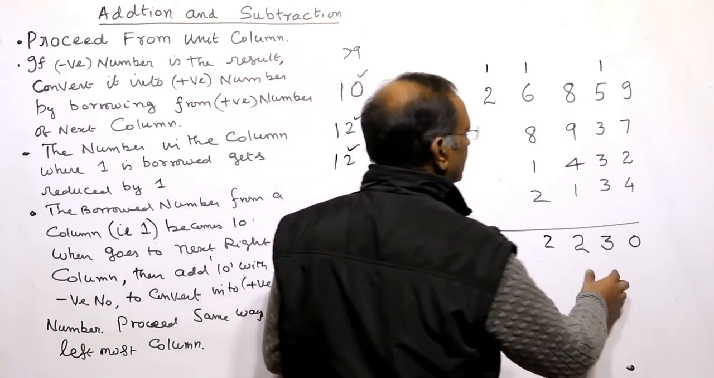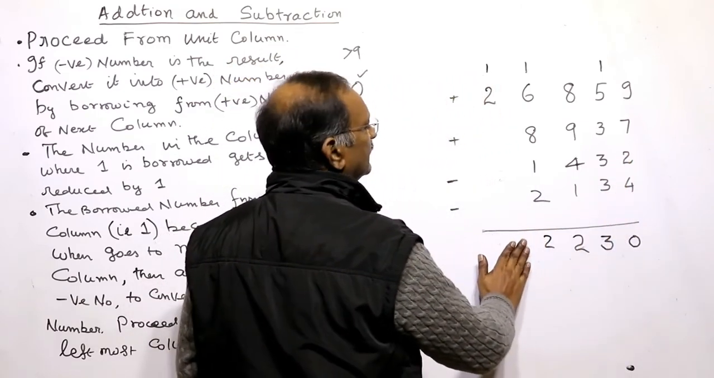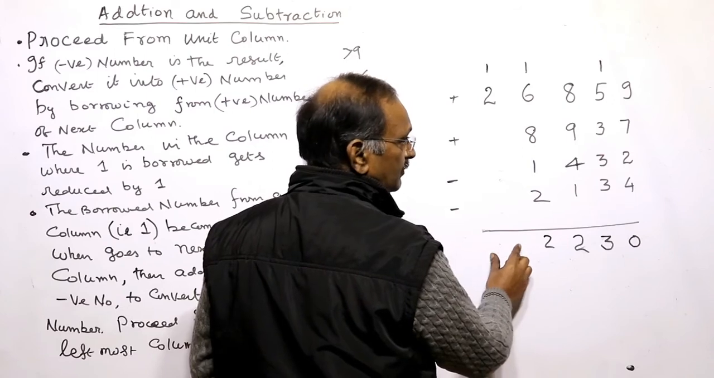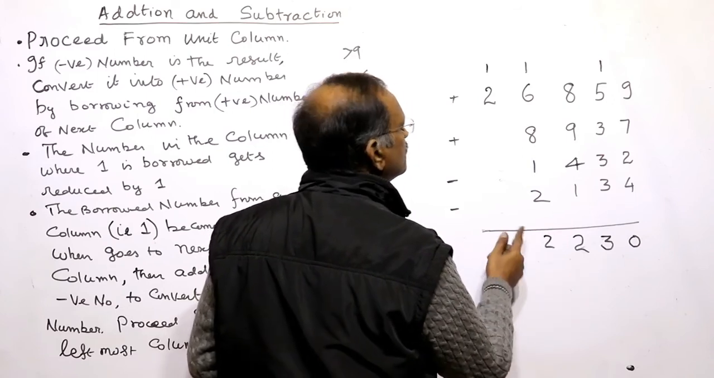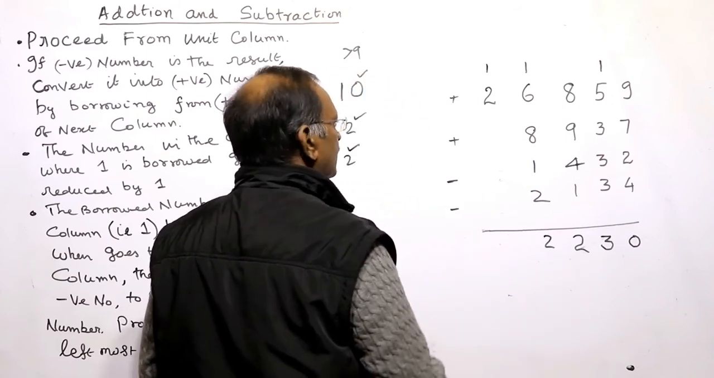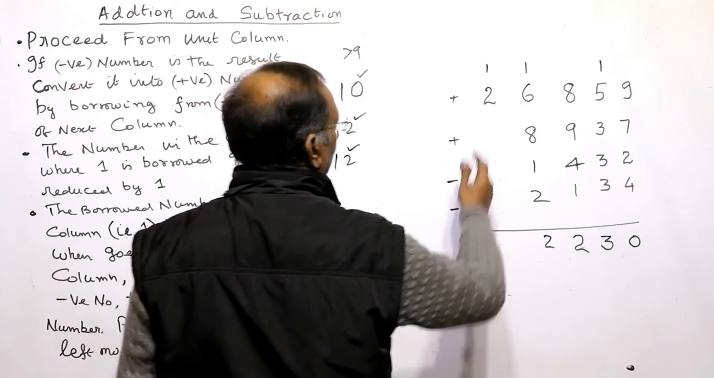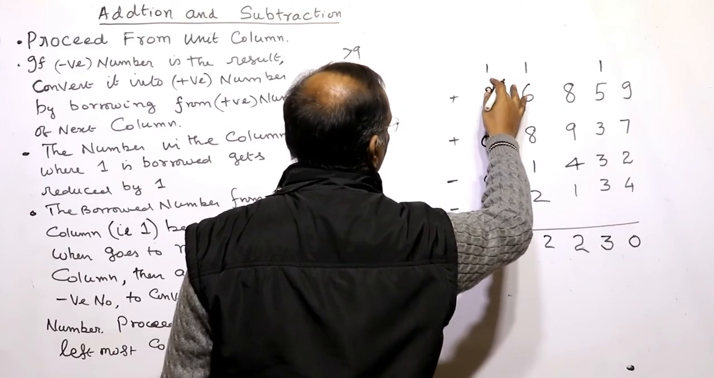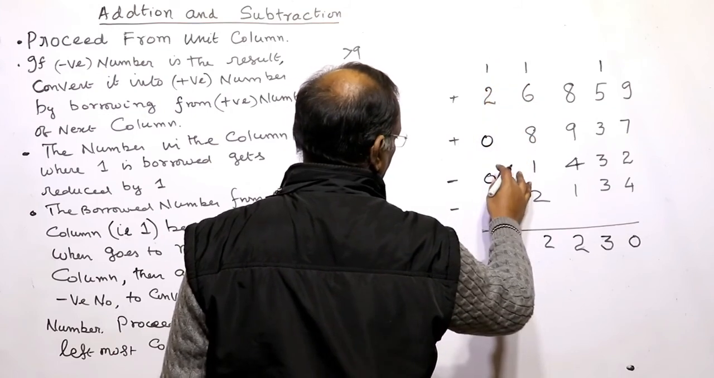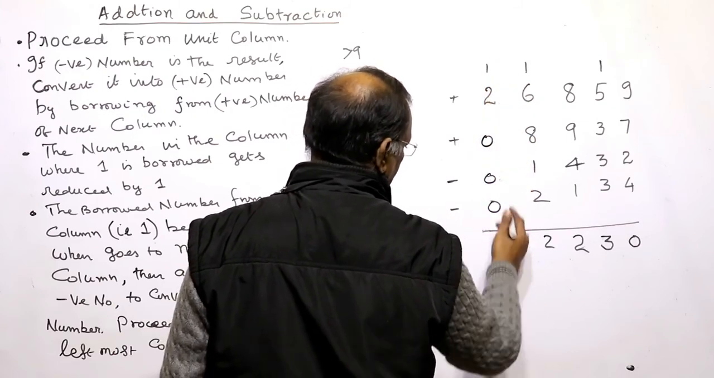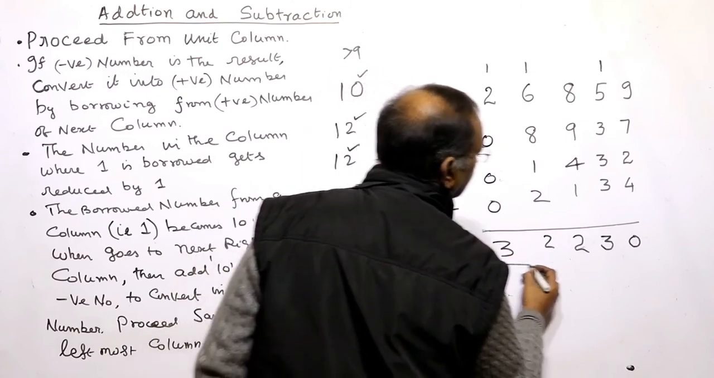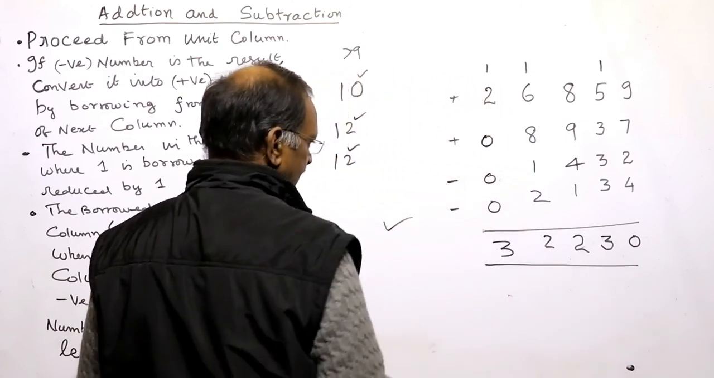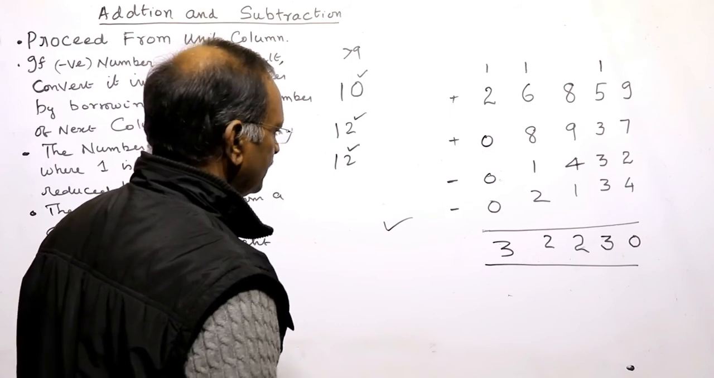Whenever a negative number is coming, we borrow. Whenever a positive number is coming, if it is up to 9, we don't do anything. If it is more than 9, we carry forward to the next digit. So 1 plus 2 is 3; here we can add zeros also. 3 minus 0 is 3. This is the result of adding these numbers: 3, 2, 3, 2, 2, 3, 0 is the result.